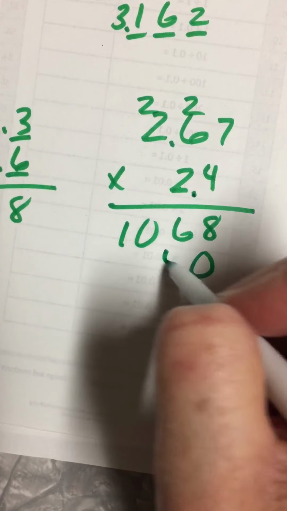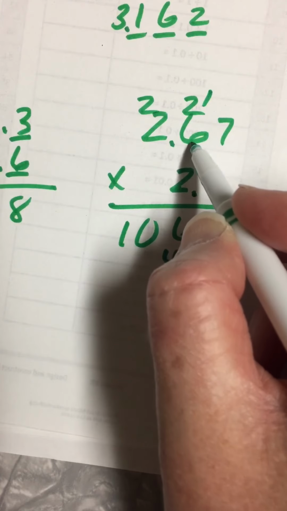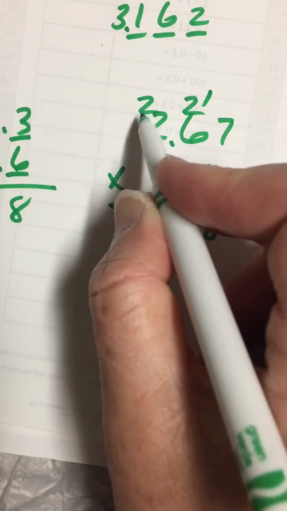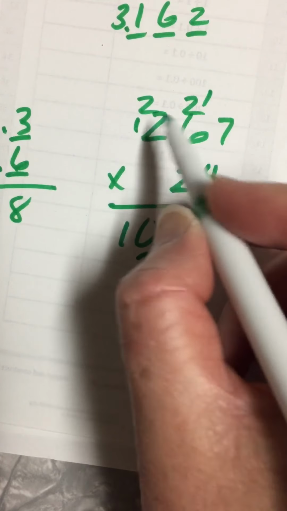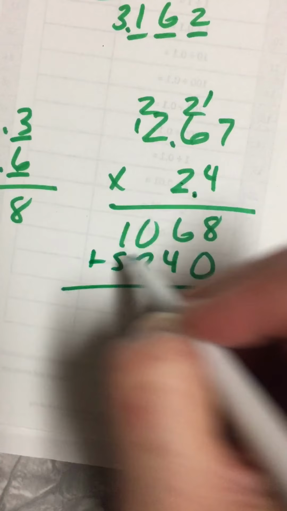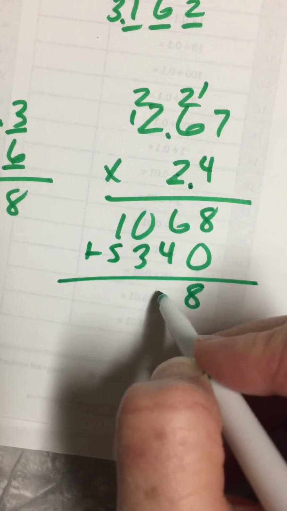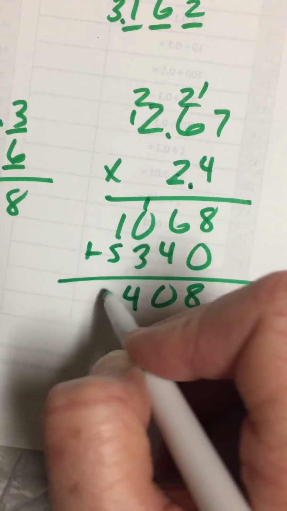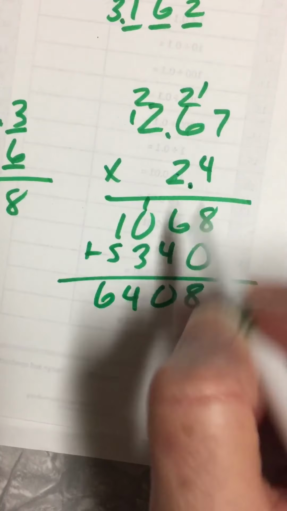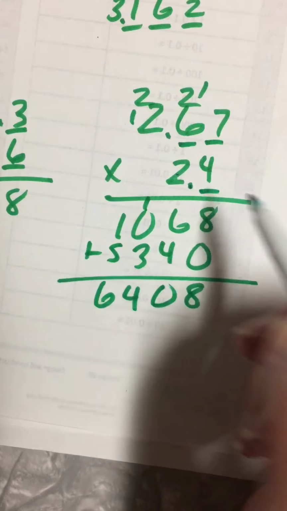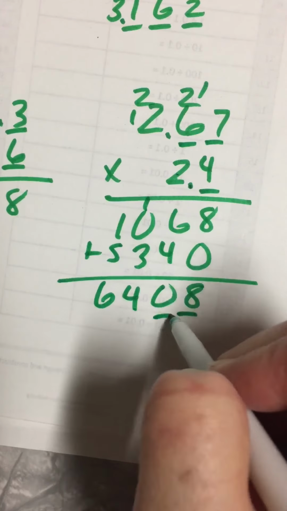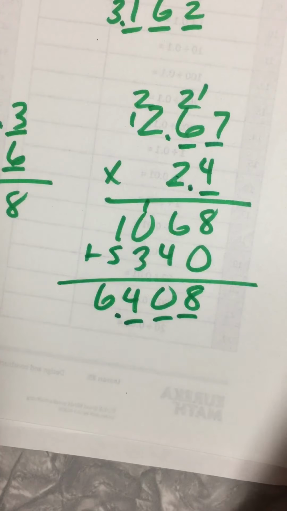And then 2 times 7 is 14. 2 times 6 is 12 plus 1 is 13. 2 times 2 is 4 plus 1 is 5. We add those up. Regroup if we need to. Okay, so now that we have our answer, we go back and count how many digits are beyond the decimal point. There's 3 digits beyond the decimal point, so that's how many digits have to be beyond the decimal point in our answer.